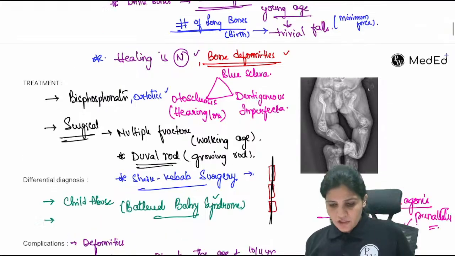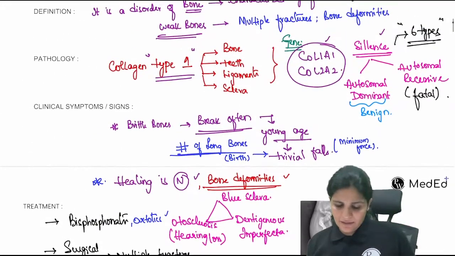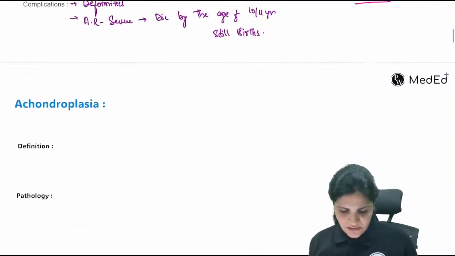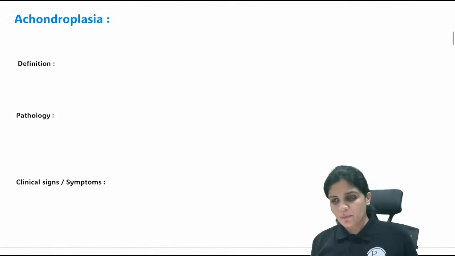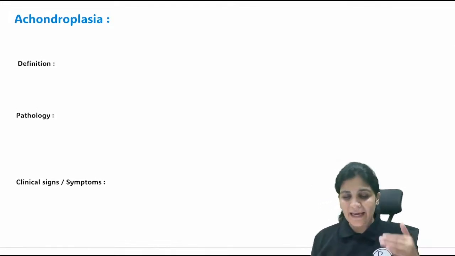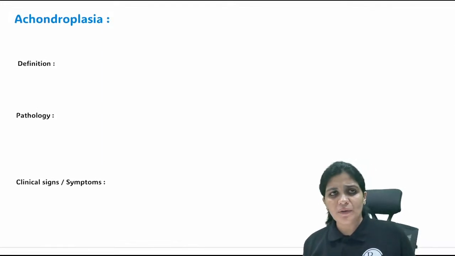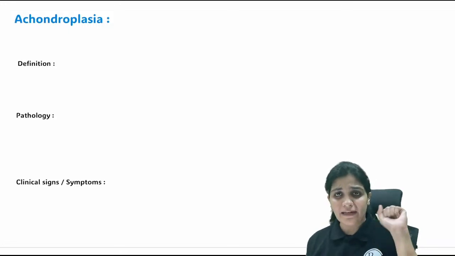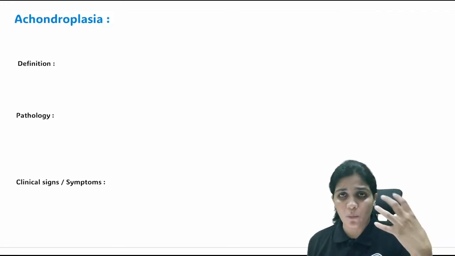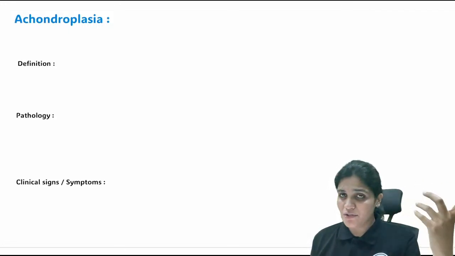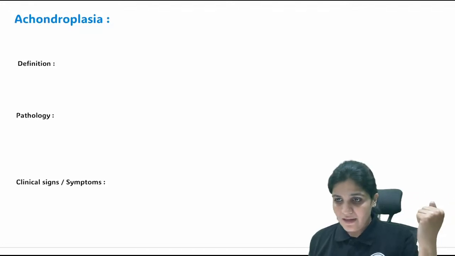Right. So this is what you have to remember. That would be more than sufficient for osteogenesis imperfecta. And next, one more short question we are going to discuss is achondroplasia. This is also a very easy one, but usually at your level it is not required in great detail. But for short notes, it could be an important question, right?